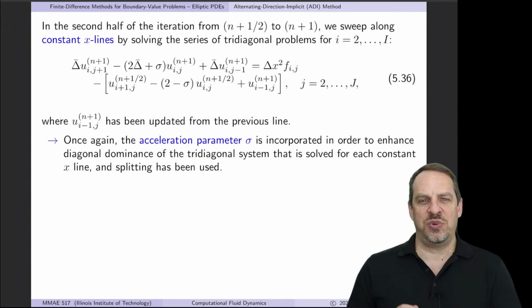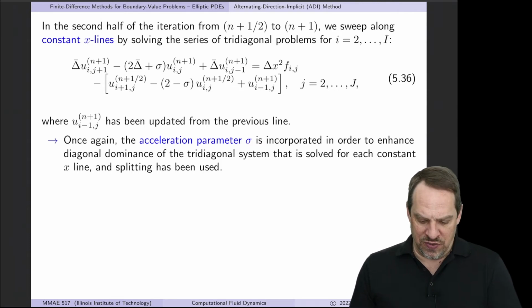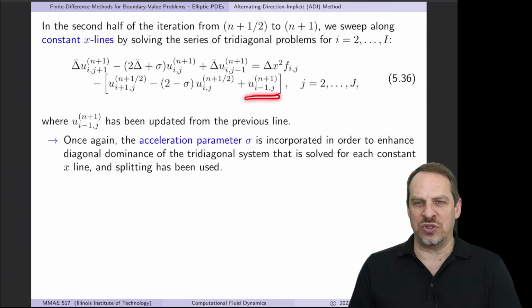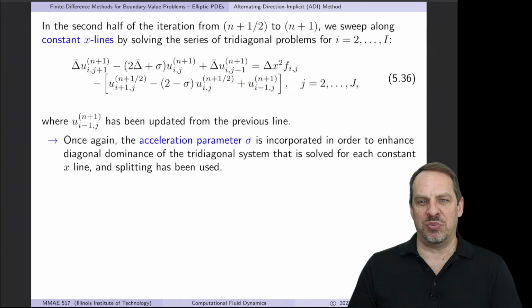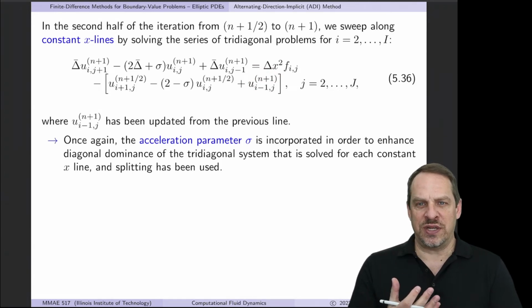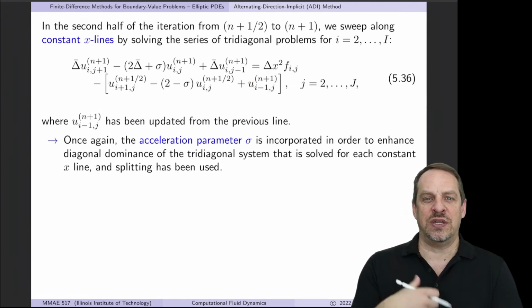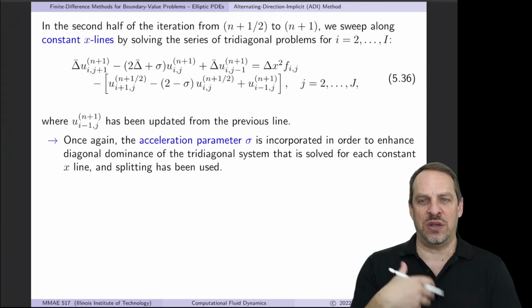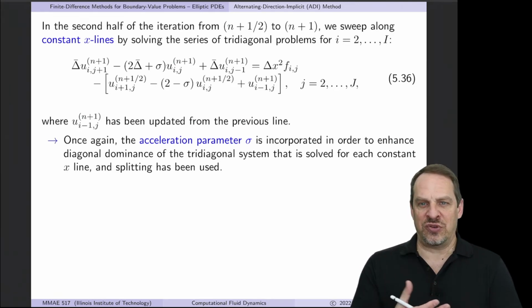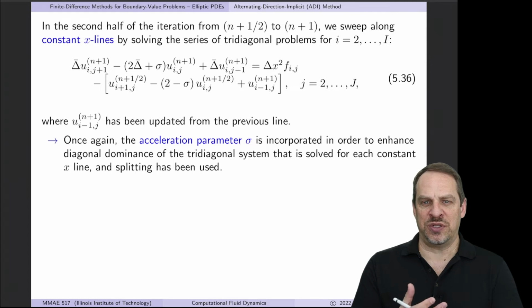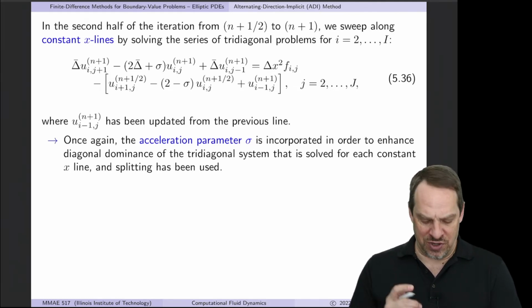Once again, if I'm sweeping from left to right, then the point u_{i-1,j} has already been updated, so that's reflected in its superscript n plus 1. This is done in a Gauss-Seidel sense, so we just put the new values in the two-dimensional array as we obtain them. We don't have to keep track of the n's, n plus a halfs, n plus 1s, but I'm just indicating here to emphasize the point that this value has already been updated.